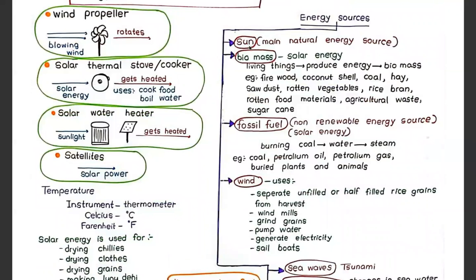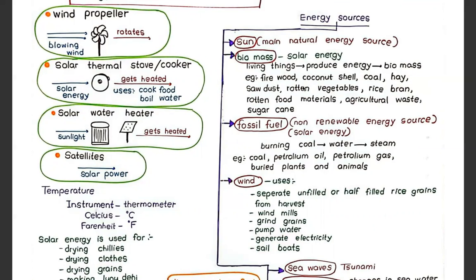Let's have a look at a few energy sources. Sun: we know that the sun is the main natural energy source. And what do you mean by biomass? Biomass needs solar energy. Solar energy is needed to produce biomass. So living things produce energy, and this energy can be converted into biomass.